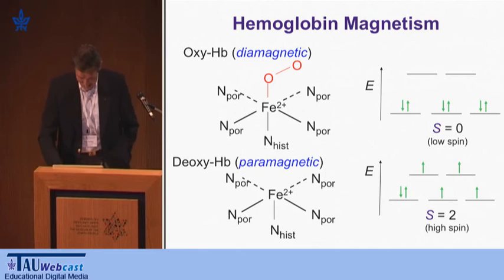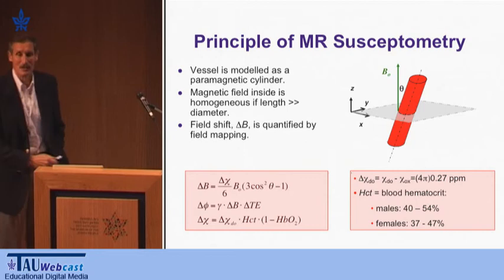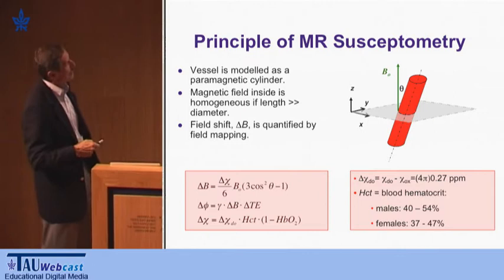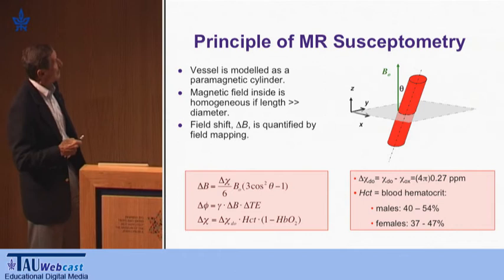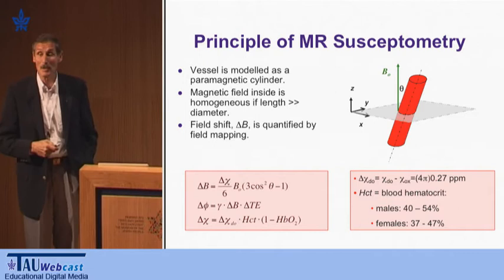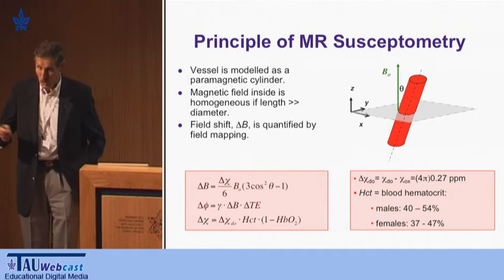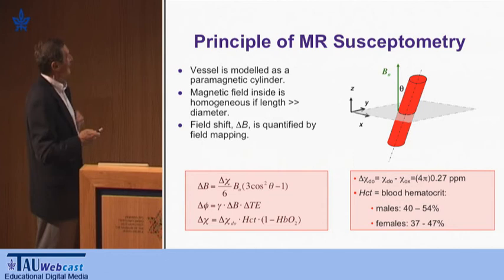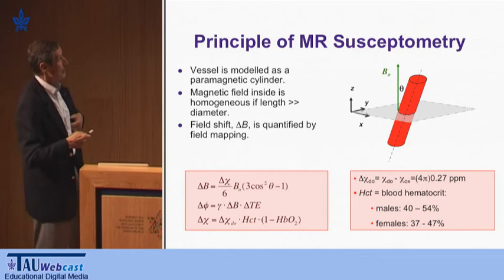But how can we measure oxygen saturation? Well, the principle is that we model the vessel as a paramagnetic cylinder. And of course, the magnetic field inside is homogeneous if the length is much greater than the diameter, because it is essentially an ellipsoid, and that is true for all ellipsoids. An infinitely long cylinder, of course, is an ellipsoid. It doesn't even matter whether the vessel is circular in cross-section. It equally works if it is elliptical.